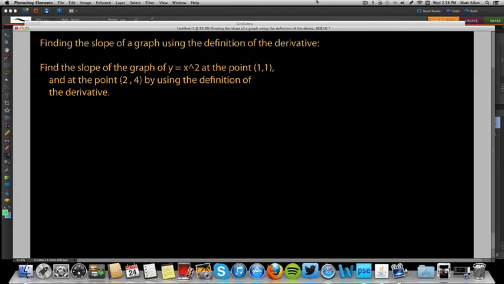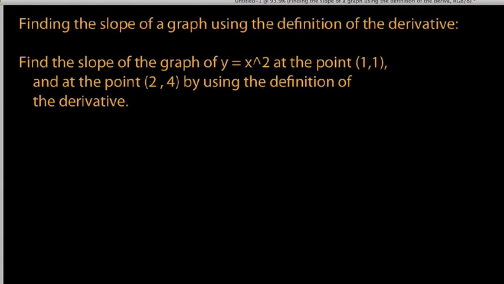Hey YouTube, in this video we're going to be discussing how to use the definition of the derivative in order to find, say, the slope of a graph. In this particular case we're going to say the graph of y equals x squared at a couple of given points here. So let's say the point (1, 1), which is on the graph, and we can easily verify that, but that's on the graph, and so is the point (2, 4).